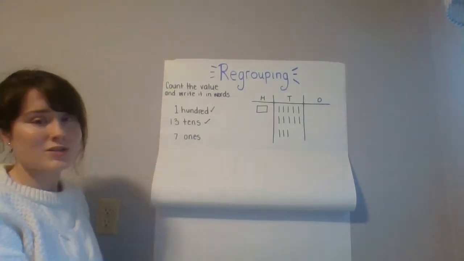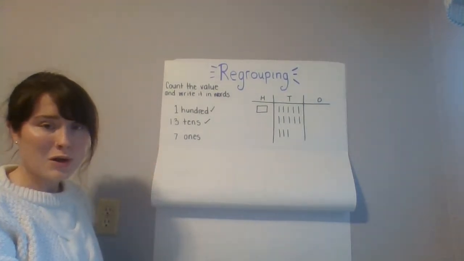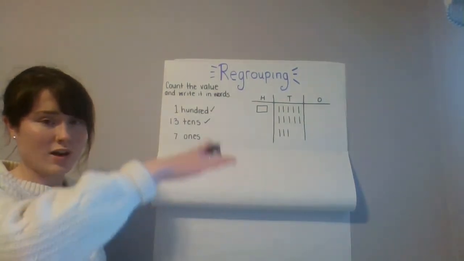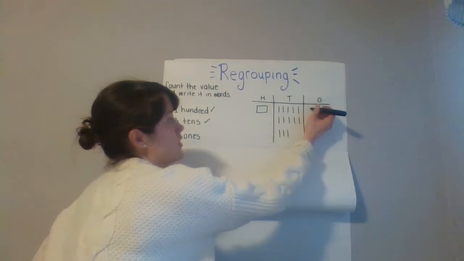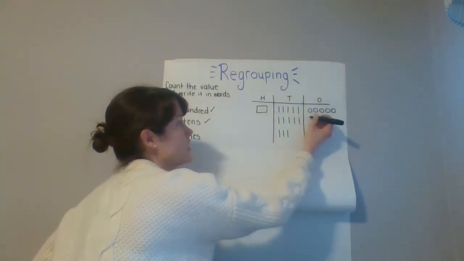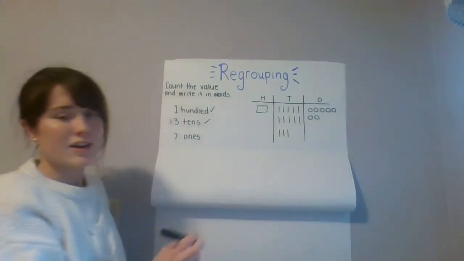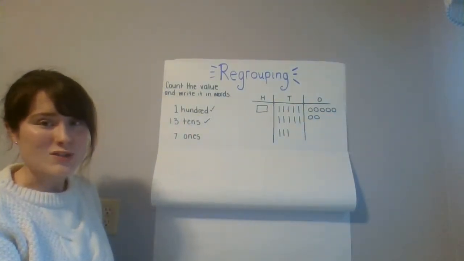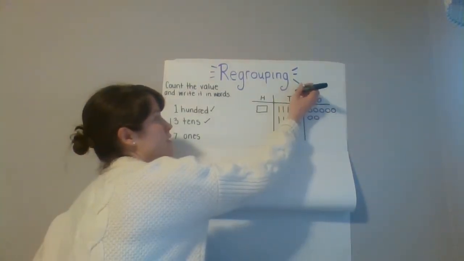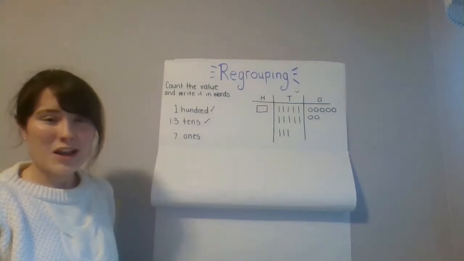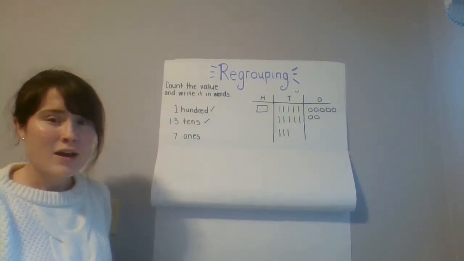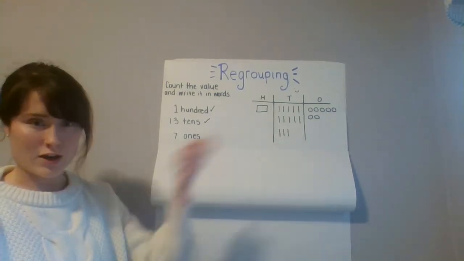And now we have to show 7 ones. So I'm going to go ahead and draw 7 ones. I'll also organize those in neat rows of 5. 1, 2, 3, 4, 5, 6, 7. If you have a really organized place value chart, you can give yourself a little smiley face on top. Now, when I look at this place value chart, it's not easy for me to right away read the value that it shows.